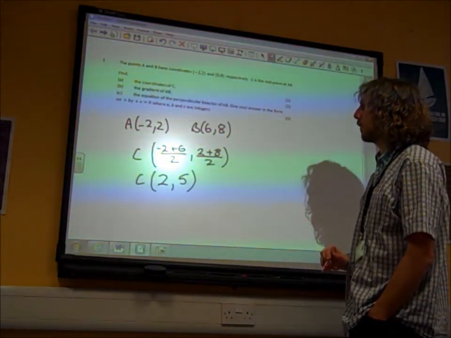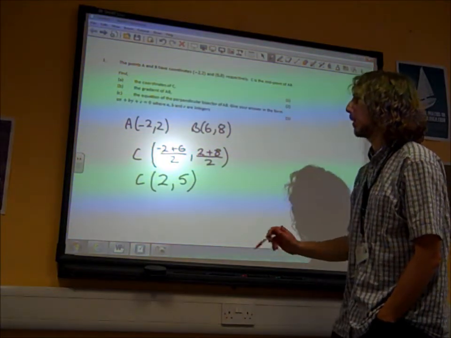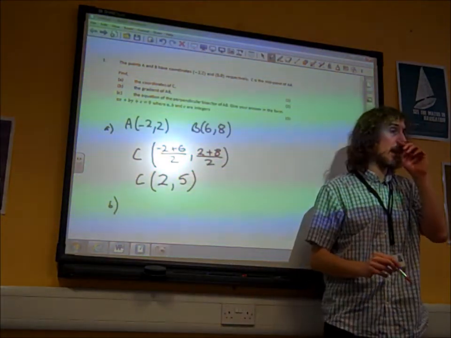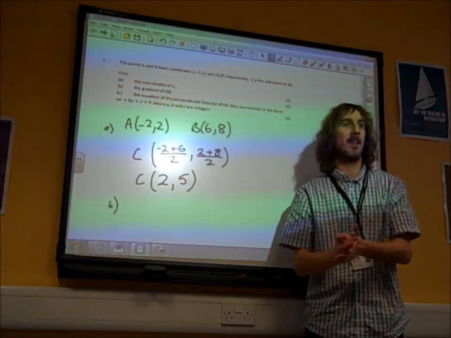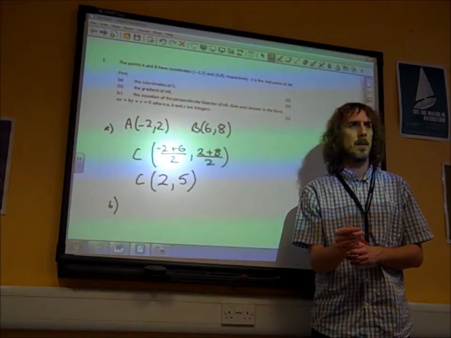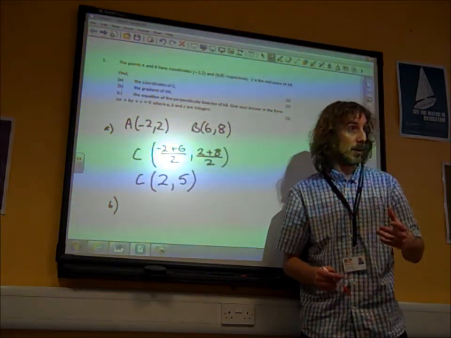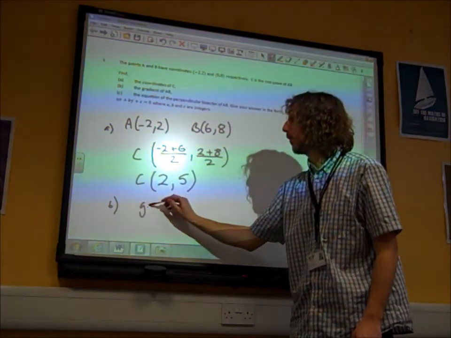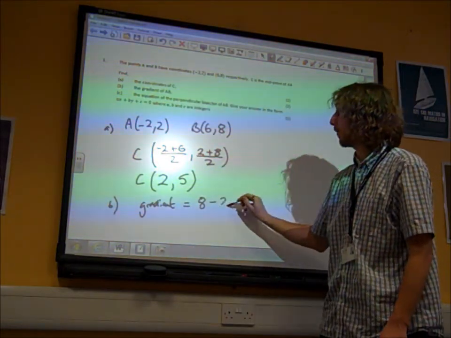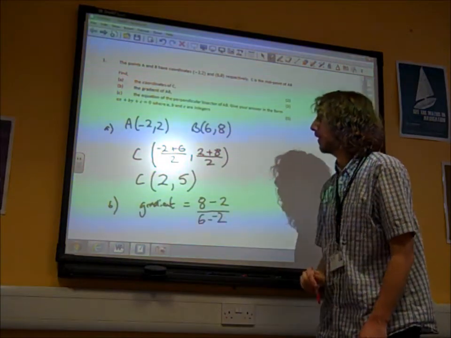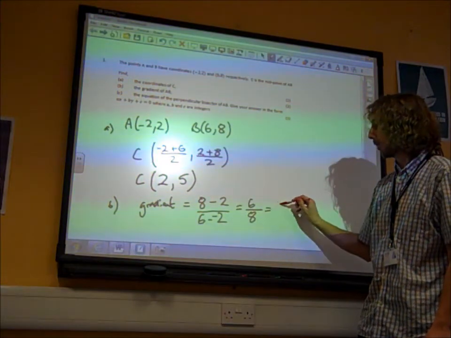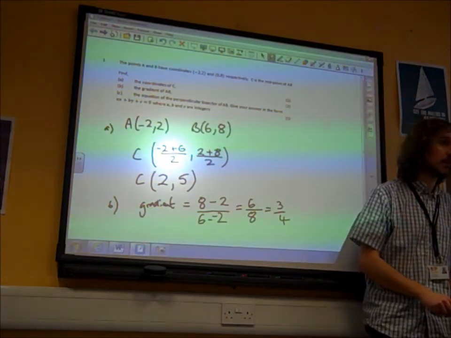The gradient of AB. Okay? So B, the gradient of AB, again, this is just on your poster. One of the formulas that you've learned. So what's the gradient? How do you remember the gradient? Okay, so the change in y over the change in x. So y2 minus y1 over x2 minus x1. We've got to remember to get y on the top. So the change in the y value is 8 minus 2 over the change in the x values, 6 take away -2, gives us 6 over 8 or 3/4 as our gradient.